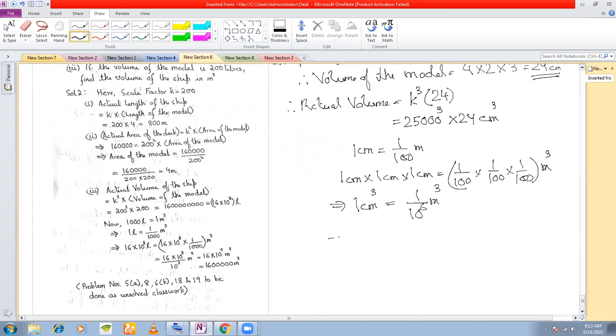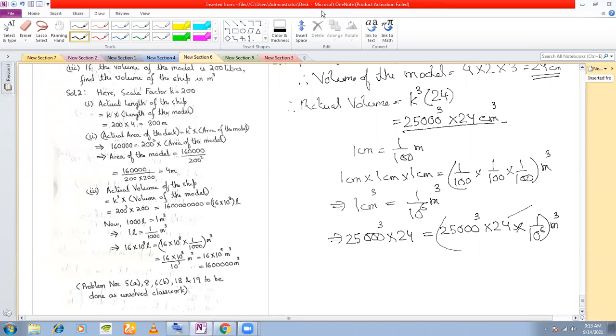Now you can convert. That means 25,000 cube into 24 centimeter cube must be equal to 25,000 cube into 24 into 1 by 10 to the power of 6. And you can calculate this. Okay, so I'm not showing the calculation. So you have got the volume in terms of centimeter cube. This is the way you convert it to meter cube. Any questions? No question? Then we start with the first problem.